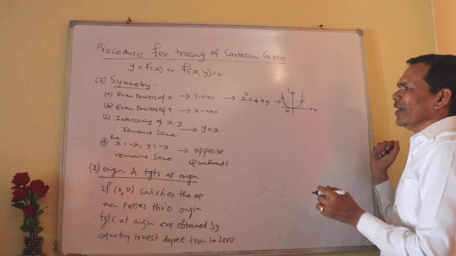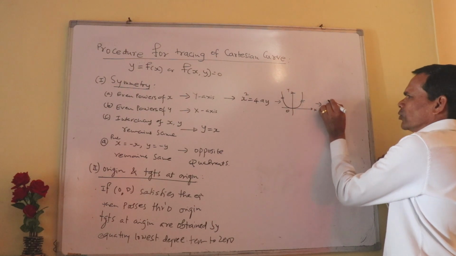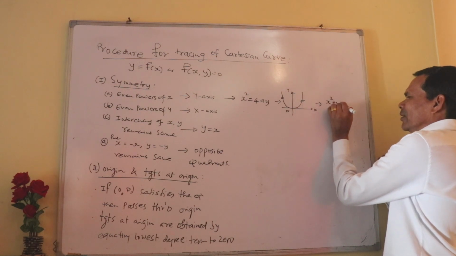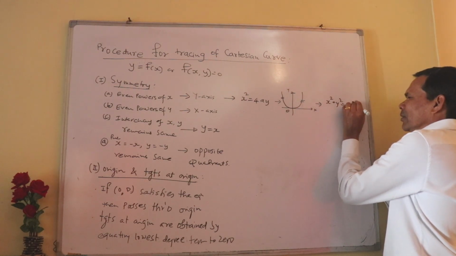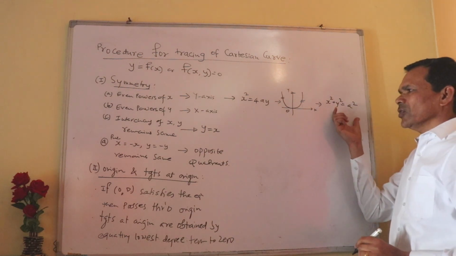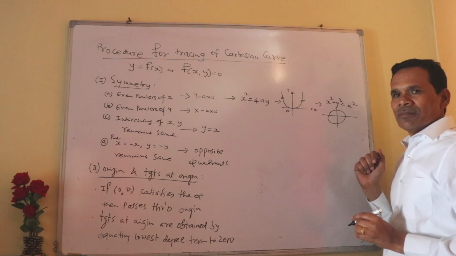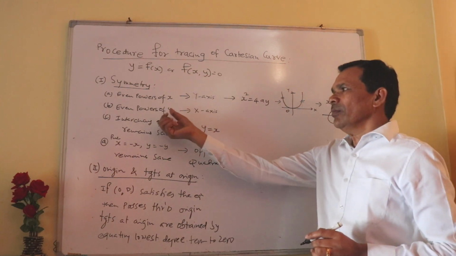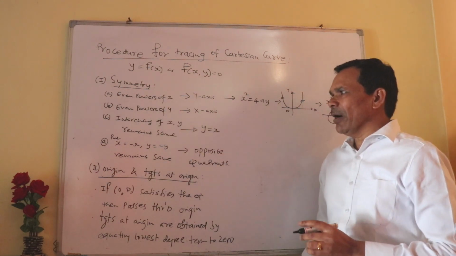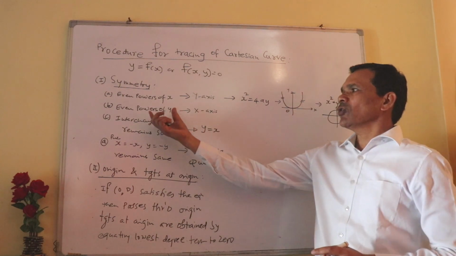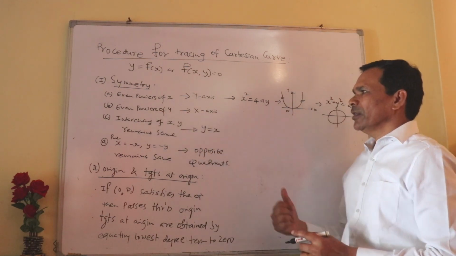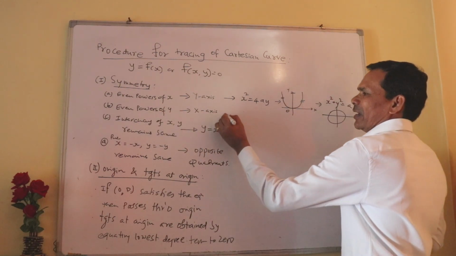Or anything, you can take some more also, x square plus y square is equal to a square. This curve is a circle, so it is symmetrical about the y-axis. Similarly, the second point: if all the powers of y are even in the equation of the curve, then the curve is symmetrical about the x-axis.